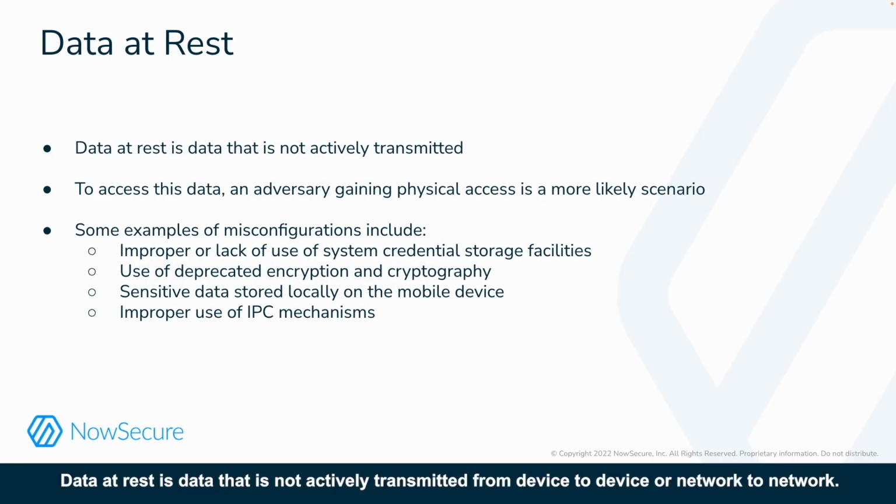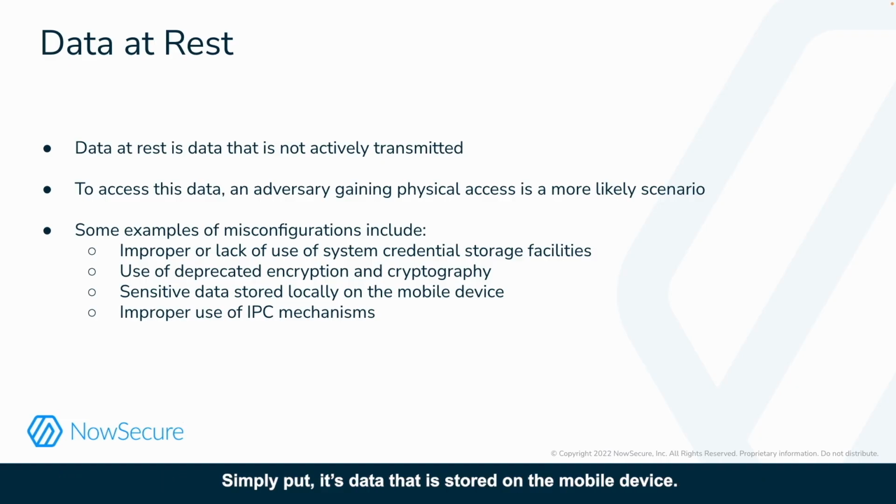Data at rest is data that is not actively transmitted from device to device or network to network. Simply put, it's data that is stored on the mobile device. When attempting to access this data, an adversary gaining physical access to the device is the most likely scenario. In that case, additional protections can be implemented to make retrieving sensitive data more difficult.